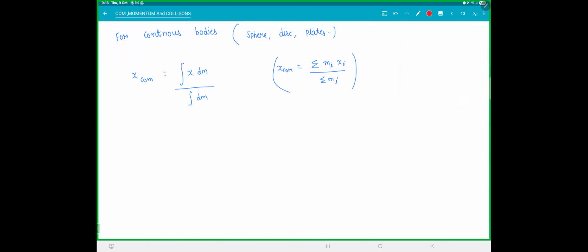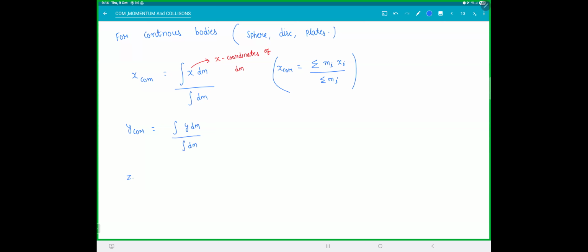So here, what is this x coordinate? I'll show you how to use this later on. Whenever you have a continuous body, you divide the whole thing into small pieces. That x is the x coordinate of the dm particle, and sigma is integration. If you remember, that is how I integrated. I showed you the integration also. Sigma becomes an integral symbol. For y coordinate, it will be integral y dm by integral dm.